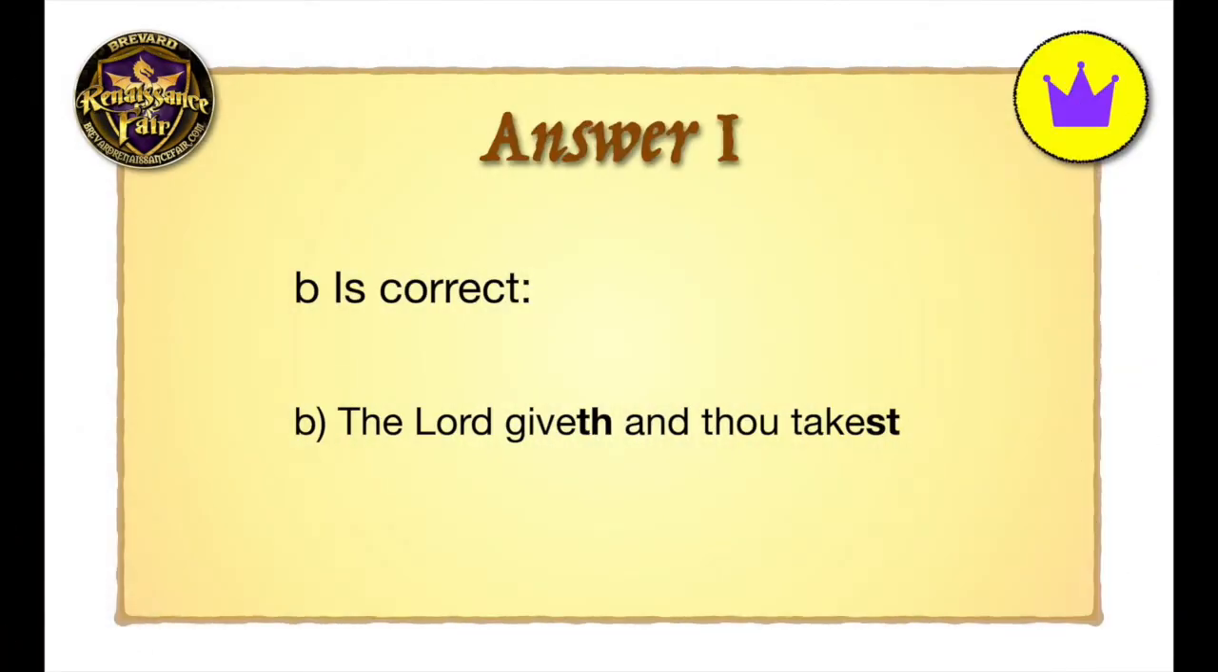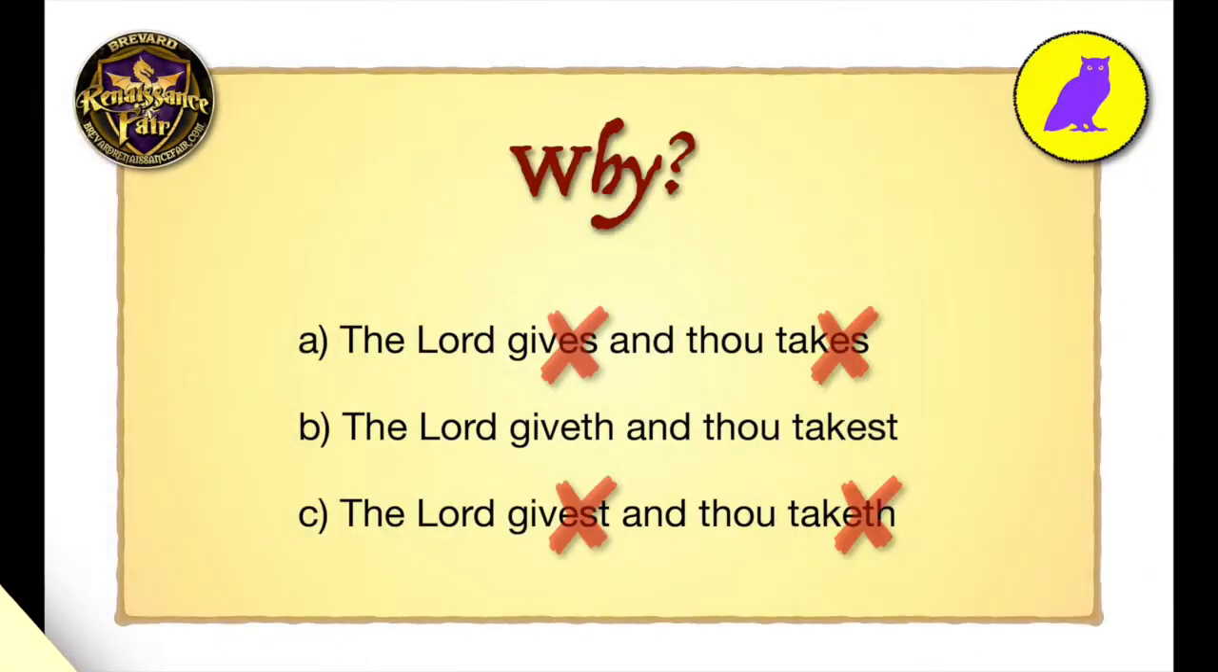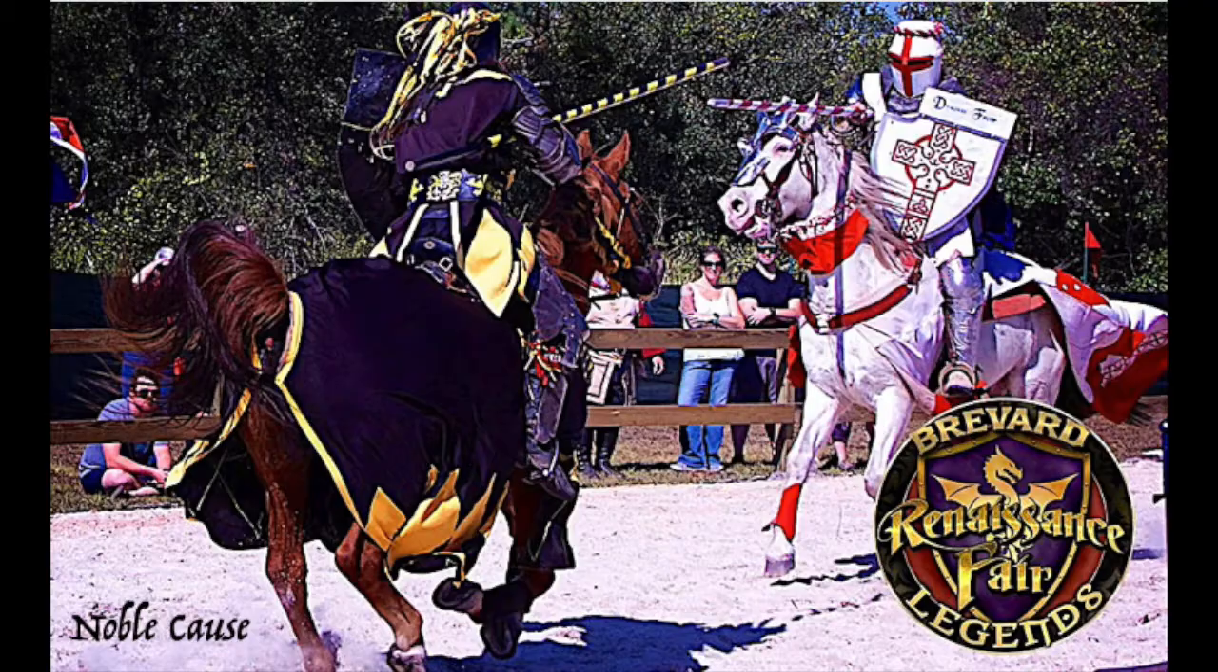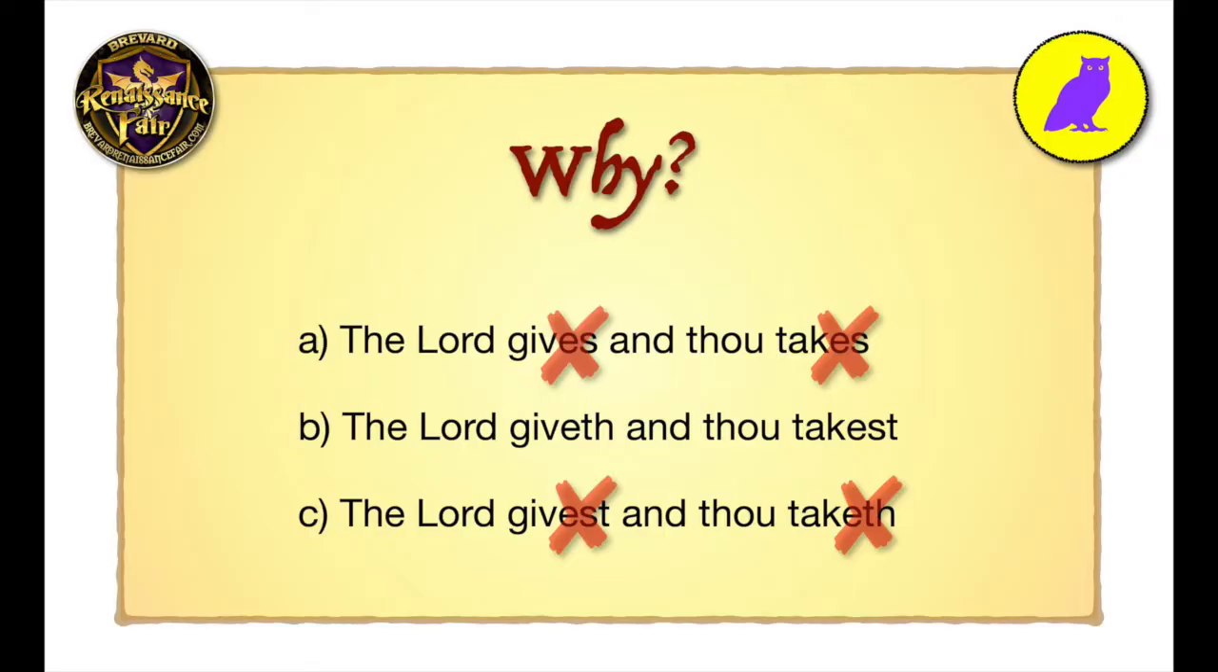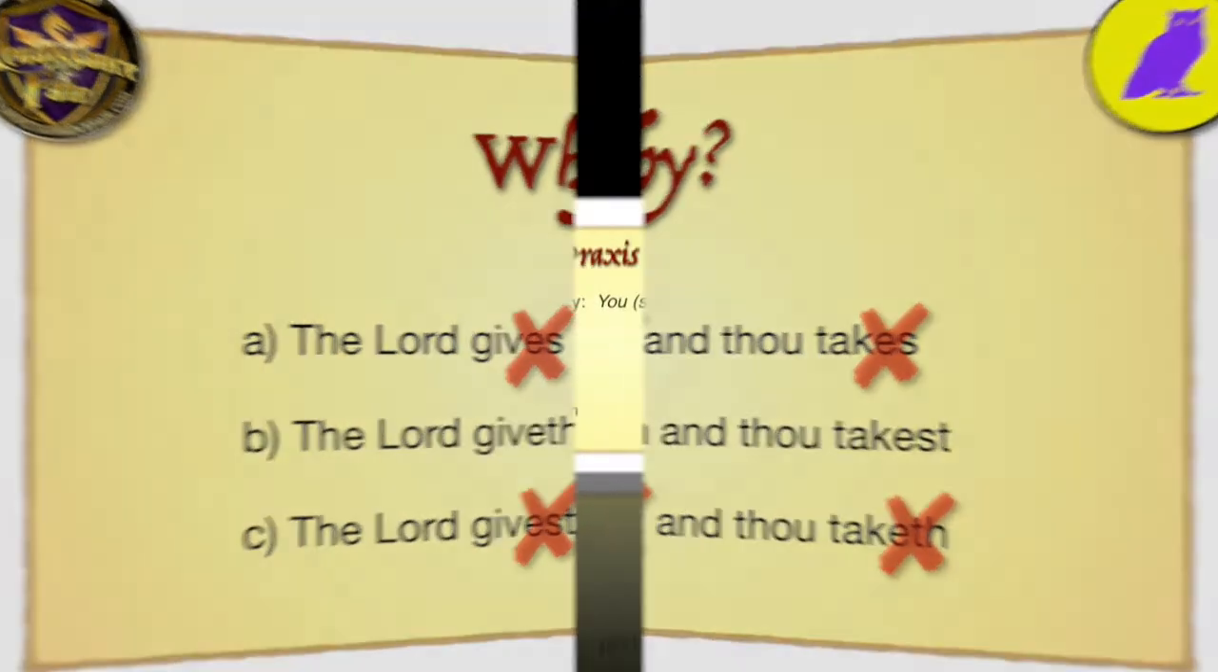The correct answer is B. The Lord giveth and thou takest. Why? The Lord, he, giveth, that third person singular, eth, right? He, heath. And thou takest, thou, est, thou'st, rhymes with joust, right? Heath, joust. The Lord giveth, thou takest.